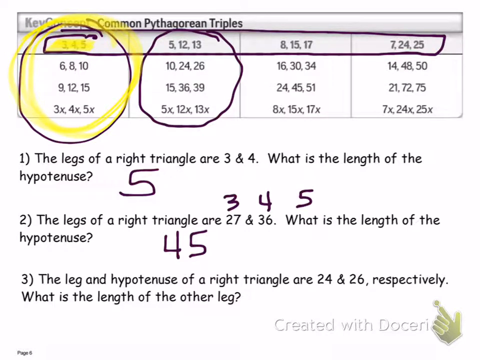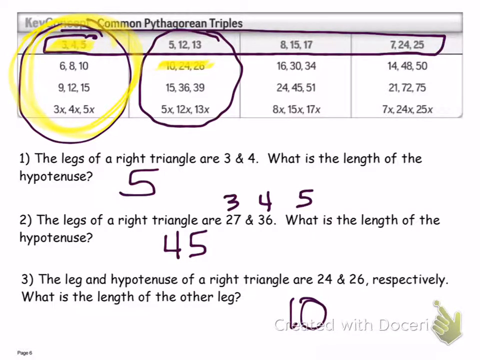Again, if you don't know that, that's fine. You can just do Pythagorean theorem. Number 3, the leg and the hypotenuse of a right triangle are 24, 26, respectively. What is the length of the other leg? So you can see that right here in the table. And it's 10, 24, 26.